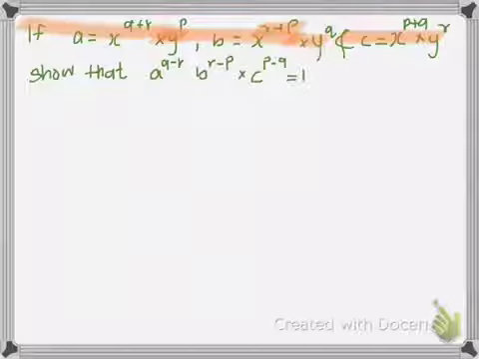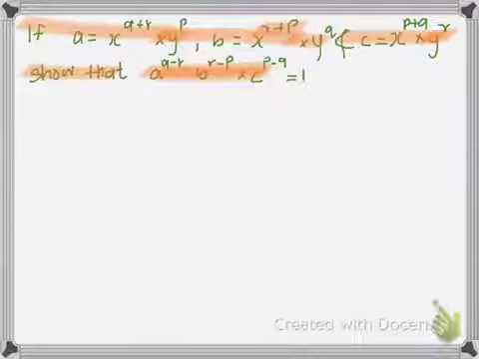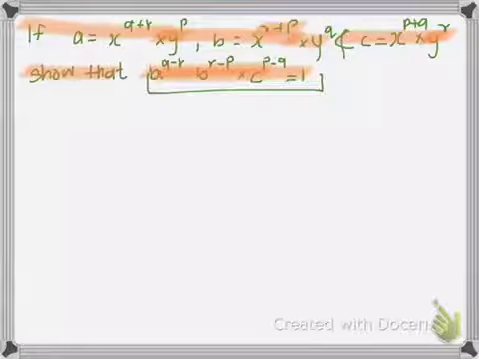to the power p plus q times y to the power r, then show that a to the power q minus r times b to the power r minus p times c to the power p minus q equals 1. So here what we have to show is this, and these are the given information.